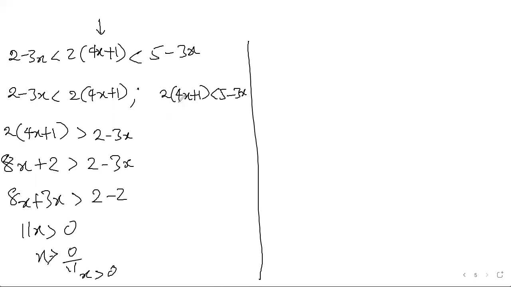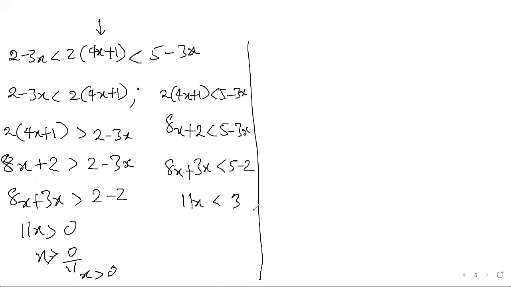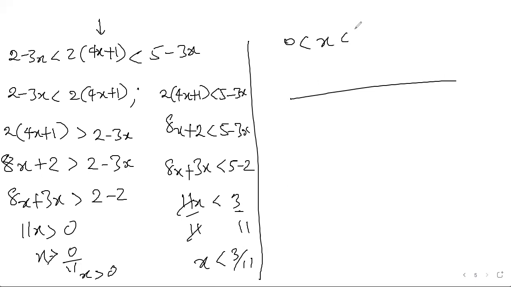Then the second part, if I expand this, I will have 8x plus 2 less than 5 minus 3x. Then 8x plus 3x will be less than 5 minus 2. 11x will be less than 3. And divide both sides by 11. Then x will be less than 3 by 11. So if I want to show the solution on the number line, I can first combine it. So it's going to give me 0 less than x less than 3 by 11.